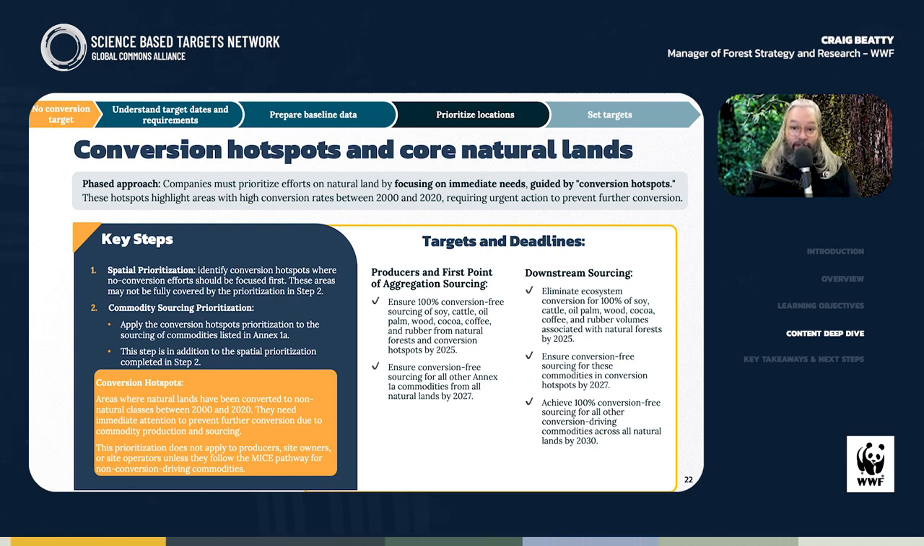Note that this prioritization does not technically apply to producers, site owners, or site operators, as they already have accelerated target dates. But it is recommended that conversion hotspots draw early attention for this stage of the value chain as well. In addition, companies following the MICE pathway will instead prioritize action in critical habitats or core natural lands as previously explained, though where these overlap with conversion hotspots would certainly confer some additional recommended prioritization.